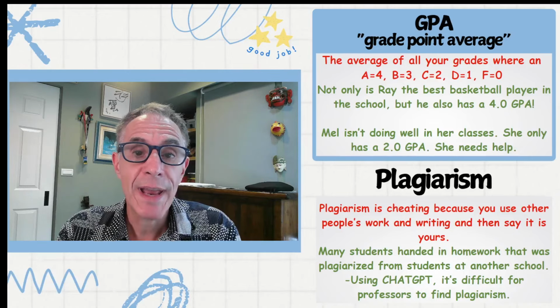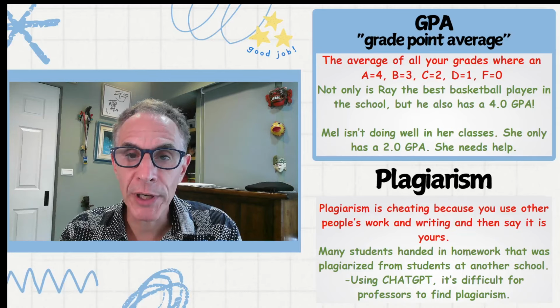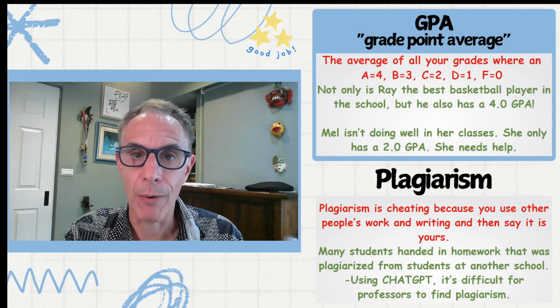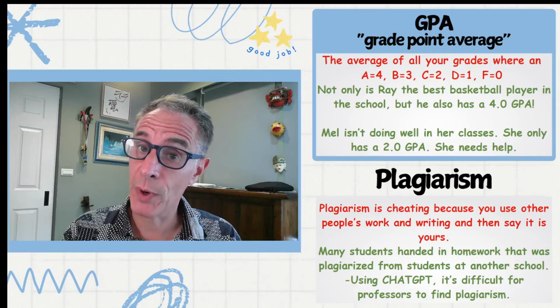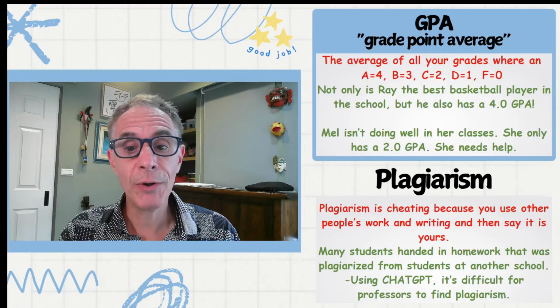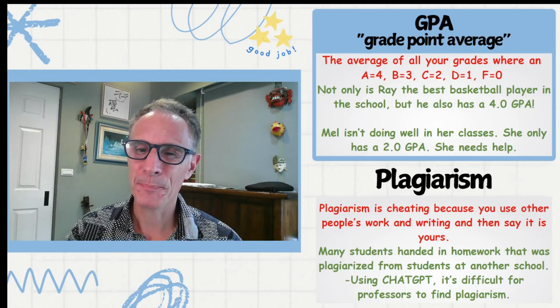Not only is Ray the best basketball player in school, but he also has a 4.0 GPA. Wow, super Ray. Mel isn't doing well in her classes. She only has a 2.0 GPA. She needs some help.